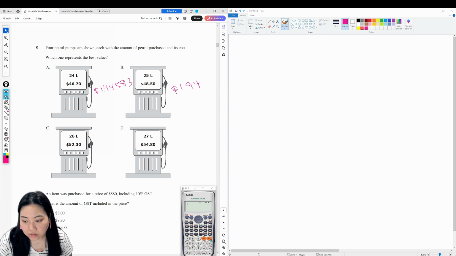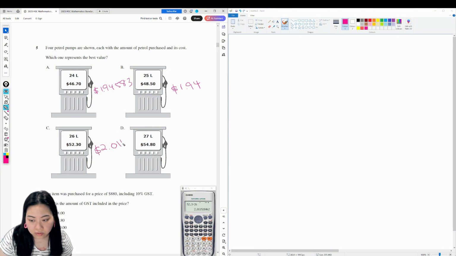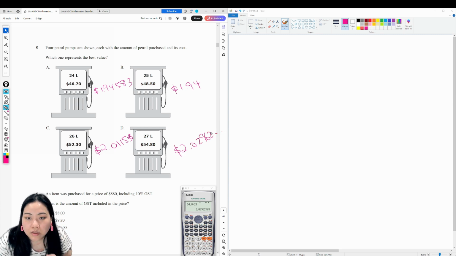Then C is $52.30 divided by 26 liters. Okay, this is the most expensive one so far, $2.11538. And then the last one, $54.80 divided by 27 liters. That is $2.2962. Therefore, the one that has the best value is B, 5B. Let's check it out.